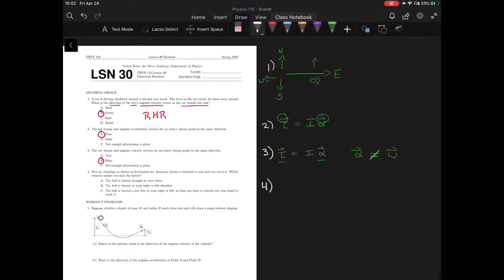Number 4. You're standing on skates on frictionless ice. Someone throws a baseball to you and you catch it. Which scenario makes you spin the fastest? So you have a baseball thrown straight at you. Are you going to spin around? So our 3 options: the ball is thrown straight at your chest, the ball is thrown at your right or left shoulder, the ball is thrown a few feet to your right or left, so that you have to stretch out your hand to actually catch it.